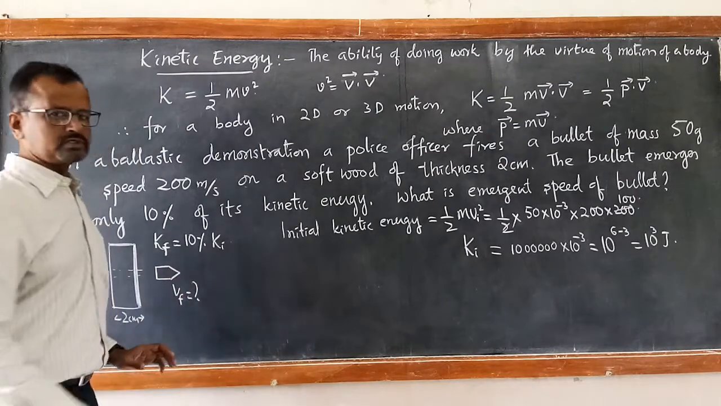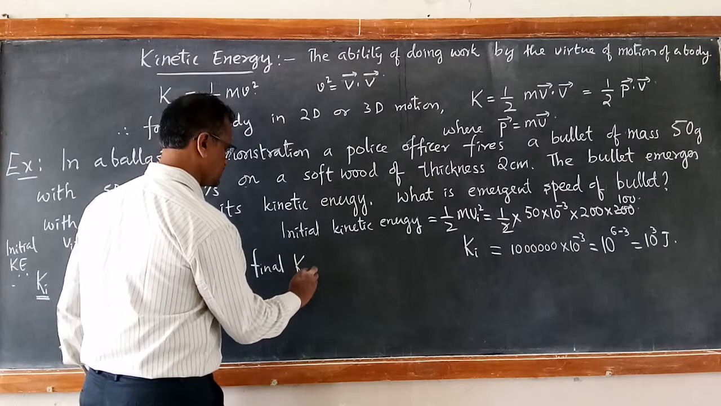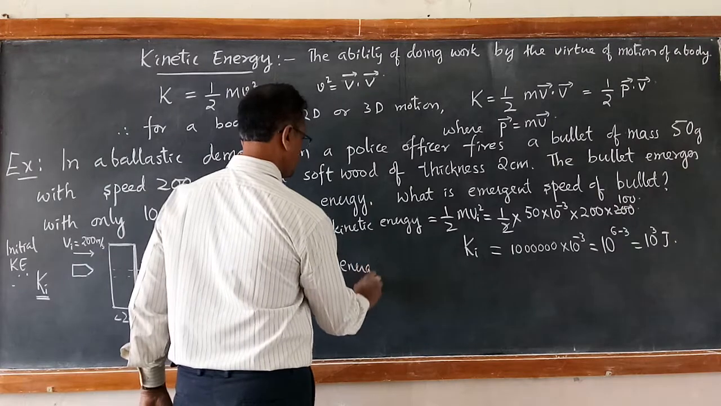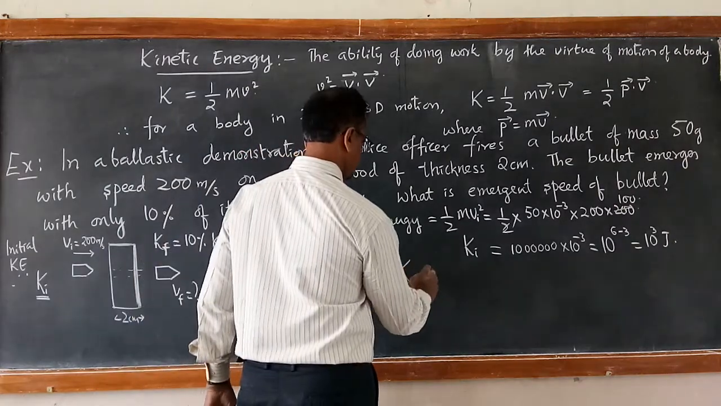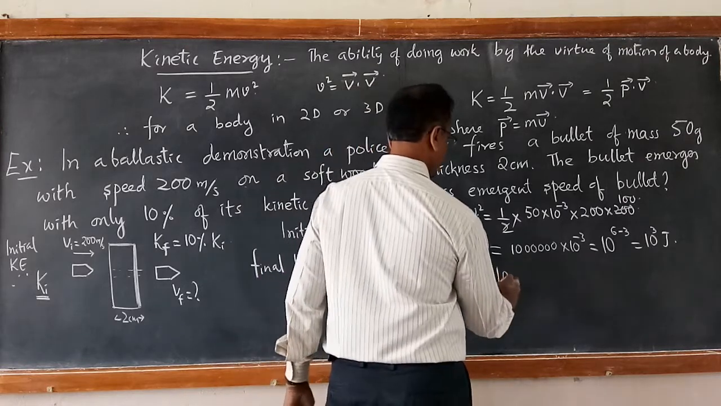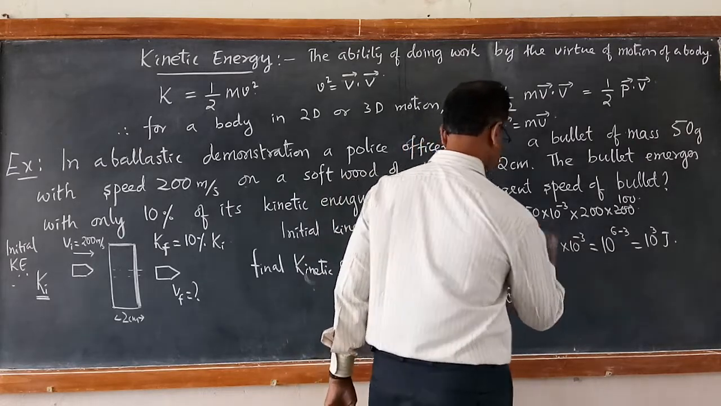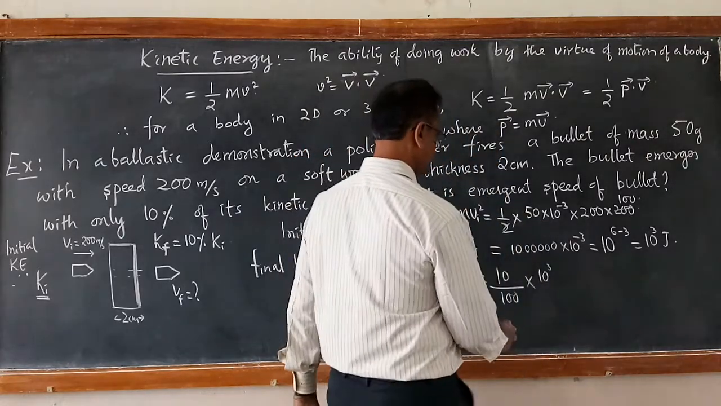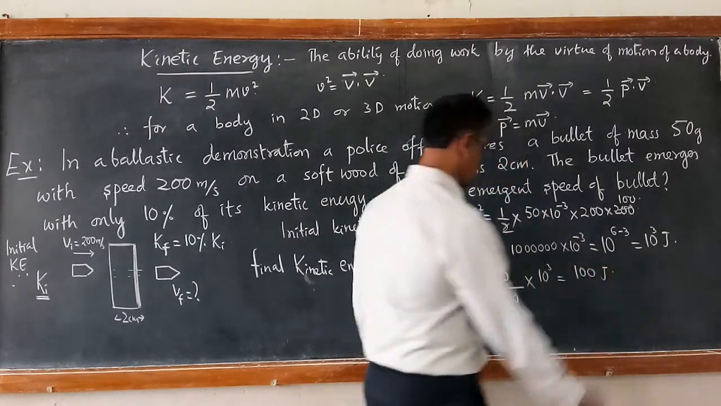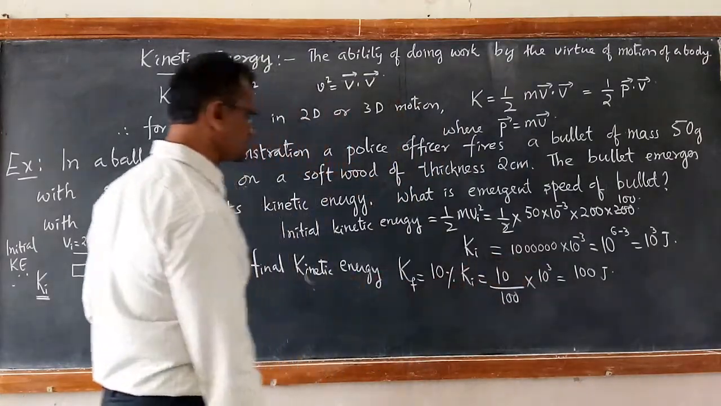When it emerges out of the softwood, the final kinetic energy Kf is 10% of Ki. So we calculate 10% of it: 10 out of 100 into 10 raised to 3. If you cancel this, you are left with 10 into 10, 100 joules. So only 100 joules of final kinetic energy is left.